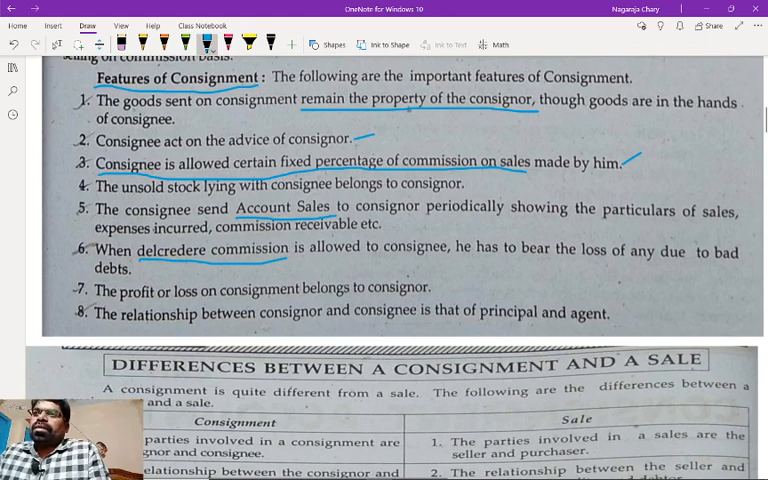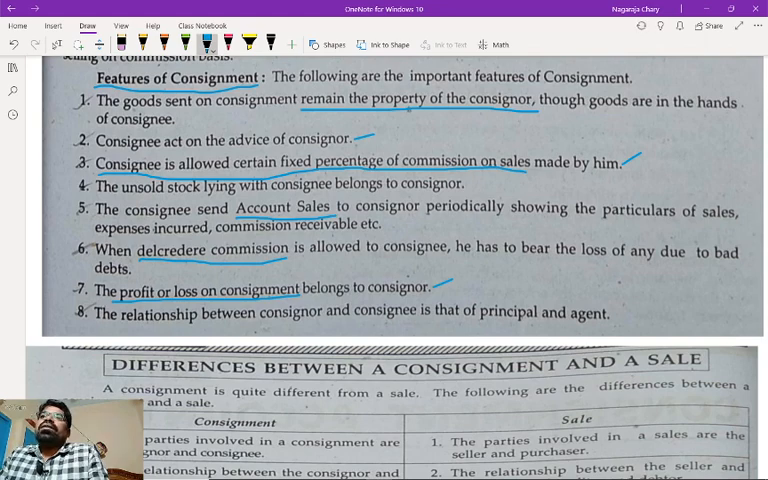Next, the profit or loss on consignment belongs to consignor. Whatever the profit, whatever the loss is got on consignment, that totally belongs to consignor. Sometimes consignment may get profit, sometimes may get loss. Whatever it is, profit or loss on consignment totally belongs to consignor only.